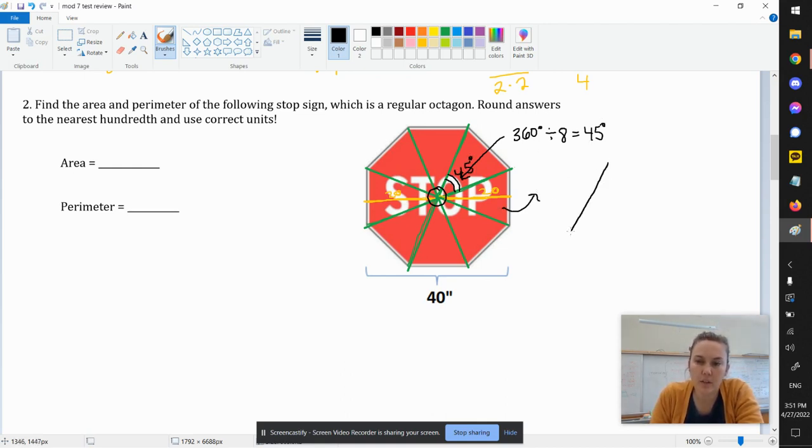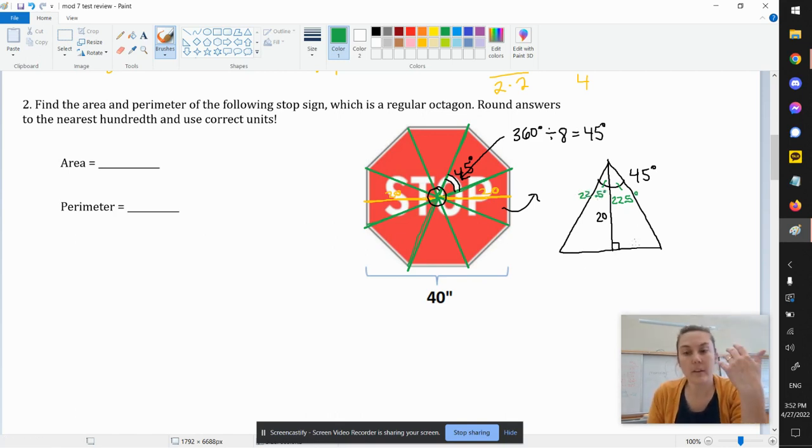Now we'll take one of these triangles off to the side, draw it big so I can actually work with it. I know that this top angle is 45. I know that when I draw a line straight down, that height is 20. And then it makes a right angle. I know, let me do green again. I know that this altitude or this height cuts it in half. So each of these angles is 1/2 of 45. And in order to find the area and perimeter, I need to find the base of this triangle.